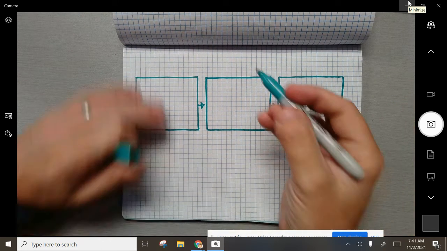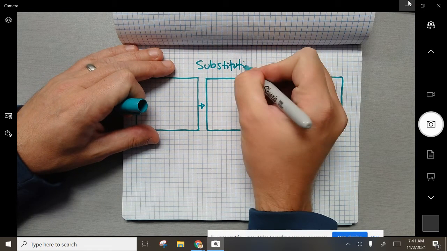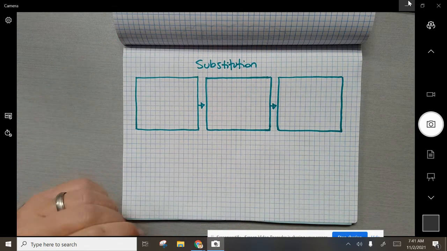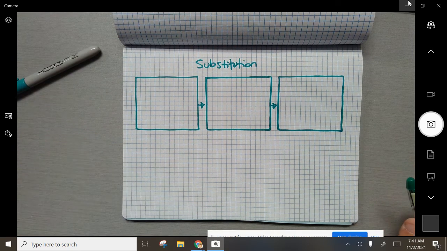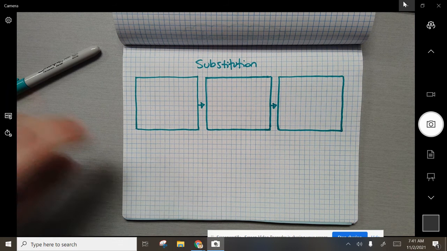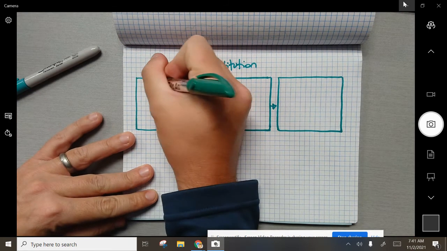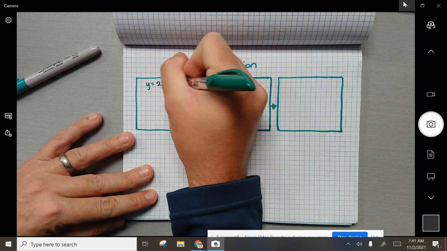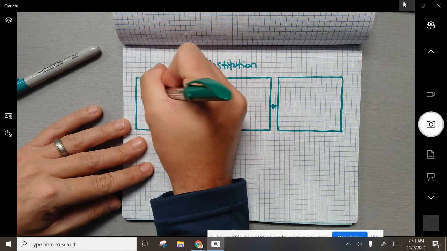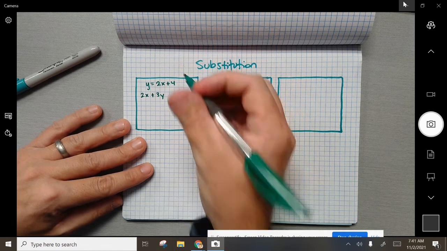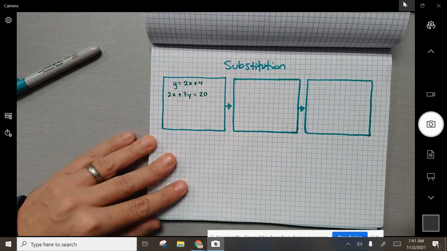So we're going to call this substitution. All right? We're substituting. We're taking something, and we're going to substitute something else in for it. Again, if you struggle today, don't even worry. We're going to get there. So the first thing I want you to do is write out this equation. Y equals 2x plus 4 and 2x plus 3y equals 20. And I'm going to zoom in.